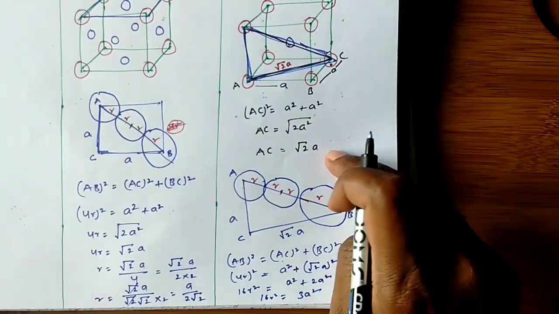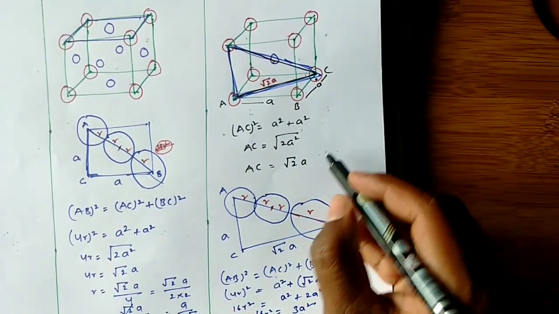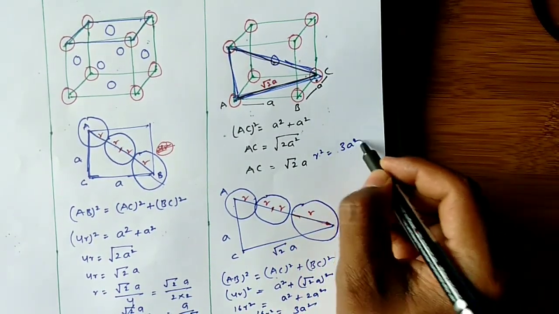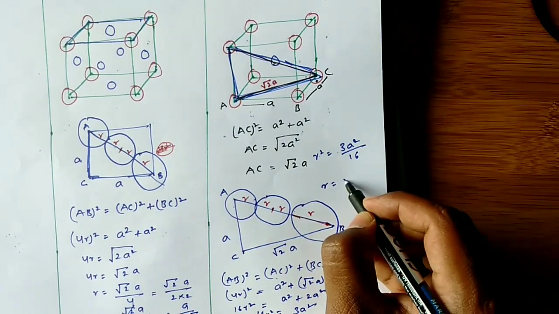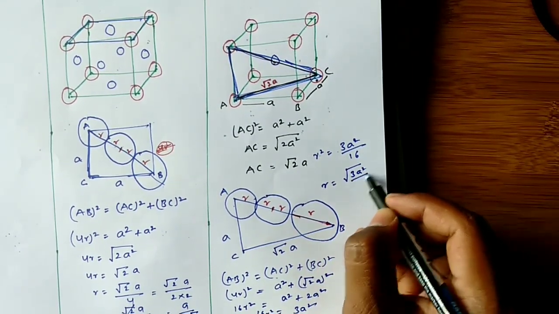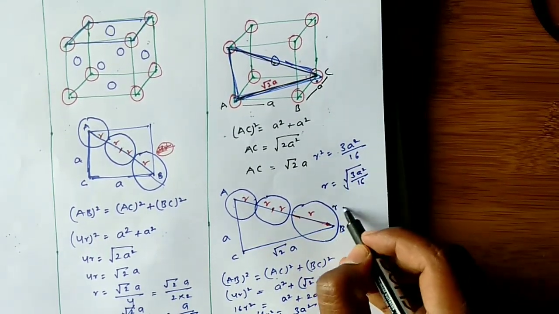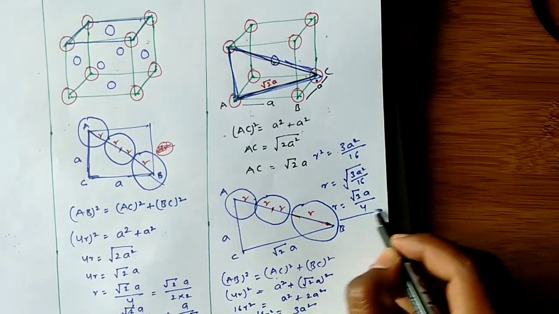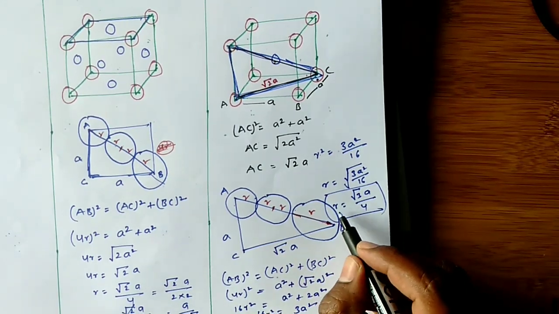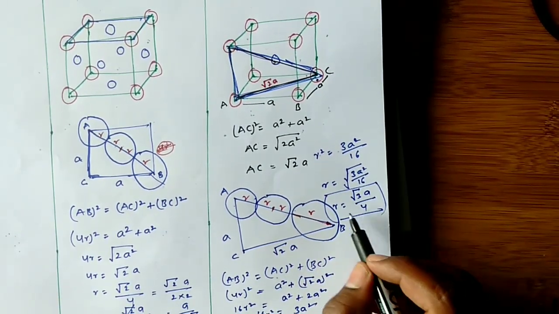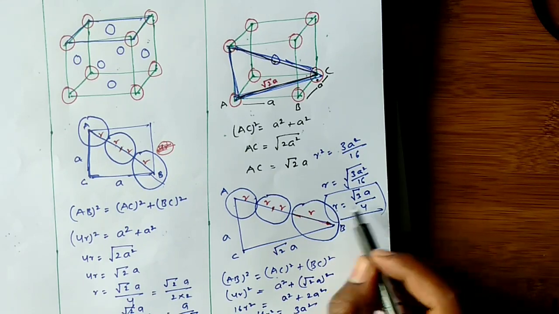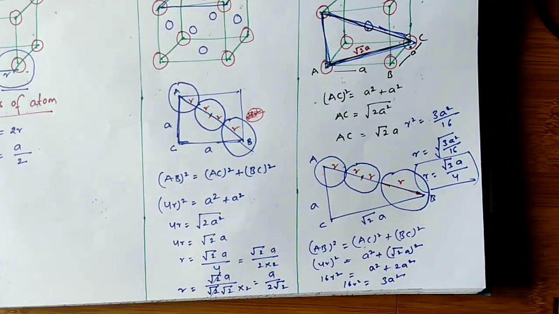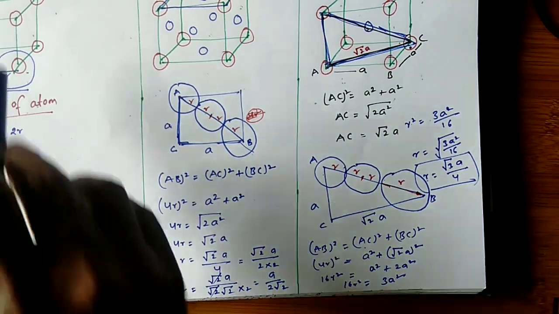Clear? I am writing here 16r square equal to 3a square, so r square equal to 3a square by 16, r equal to under root 3a square by 16. Then r equal to root 3a by 4. So this is the formula and relation to find the radius, the relation between radius and edge length. I hope it is clear to you. This is about the radius in a simple cubic.